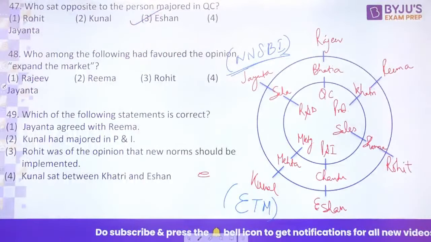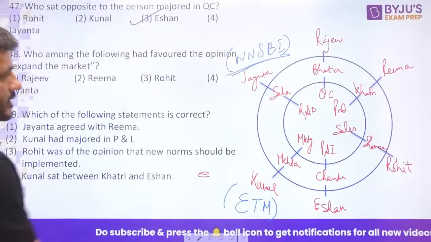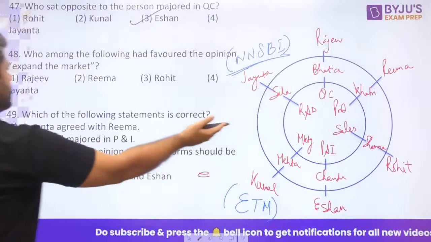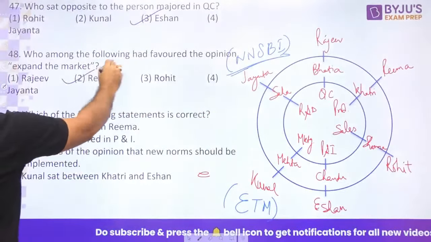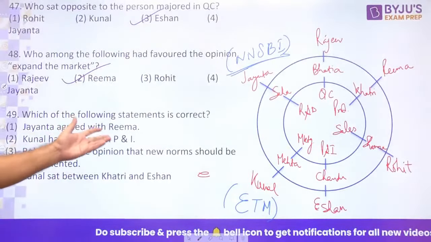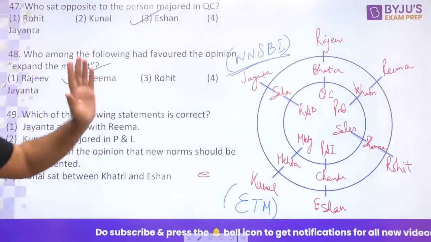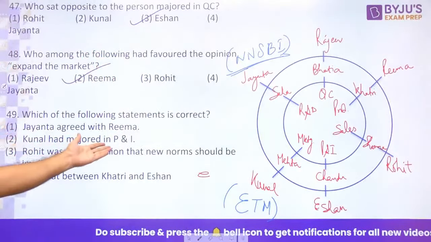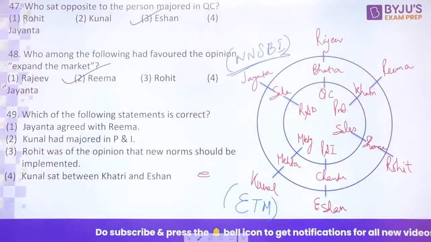Who among the following had favored the opinion expand the market? Both Kunal and Reema are doing it. So which of Kunal and Reema is in the options? Reema's. Which of the following statements is correct? Jayanta agreed with Reema. That's not correct, otherwise they would have been opposite. Kunal had majored in P&I. Kunal had not majored in P&I.